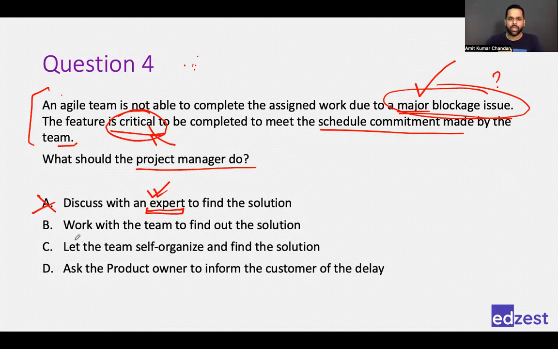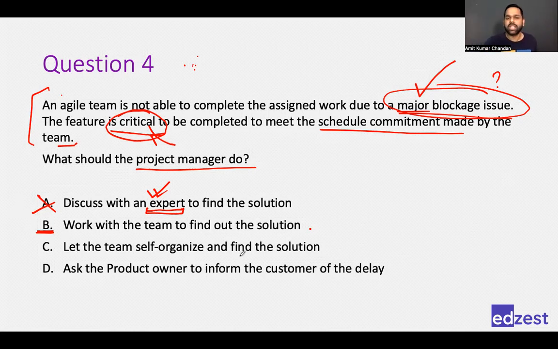Then we go to B. Work with the team to find out the solution. Looks like a good choice, right? I'm the project manager. I'll work with the team and I'll find the solution, right? But a good choice is not good enough. We have to find the best choice. So we'll keep it. The best choice you will only come to know by comparing. Once you have seen all the 4 options, only then you will come to know that yes, this is the best choice. Standing alone, nothing is best. Only in comparison, something is better than the other.